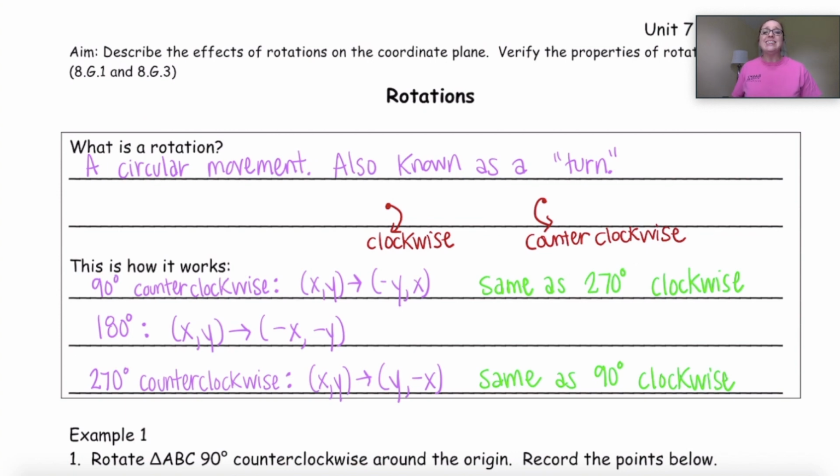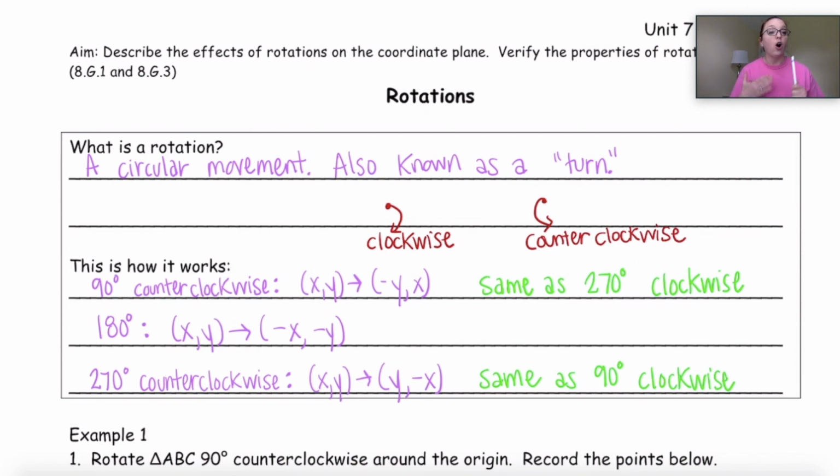If you're going 90 degrees counterclockwise, the rule is to take your ordered pair, whatever it is, take the opposite of the y coordinate and keep your x coordinate. However, they switch spots. The 180-degree turn is just taking the opposite of the x coordinate and the opposite of the y coordinate. A 270-degree counterclockwise turn results in keeping your y coordinate but taking the opposite of your x coordinate, and again, those are reversed. Now, those are counterclockwise turns.